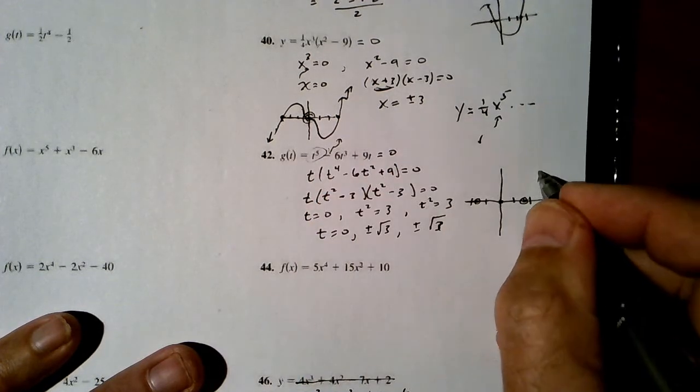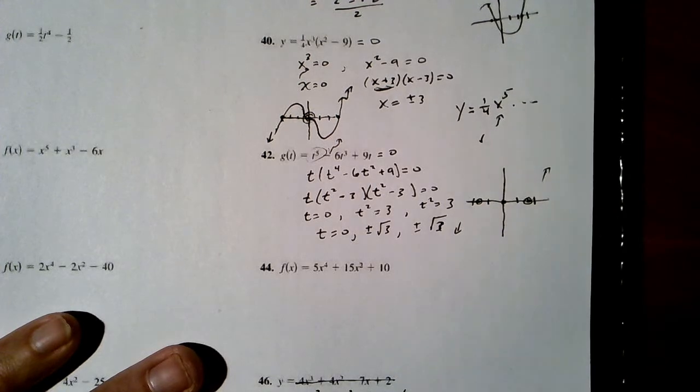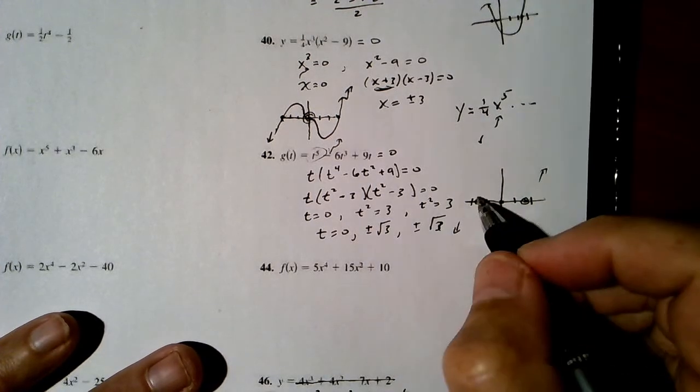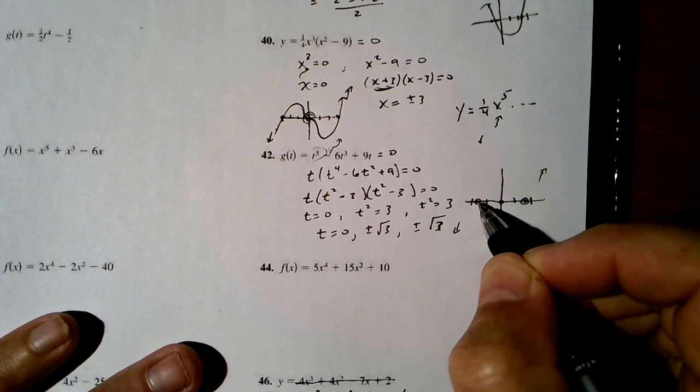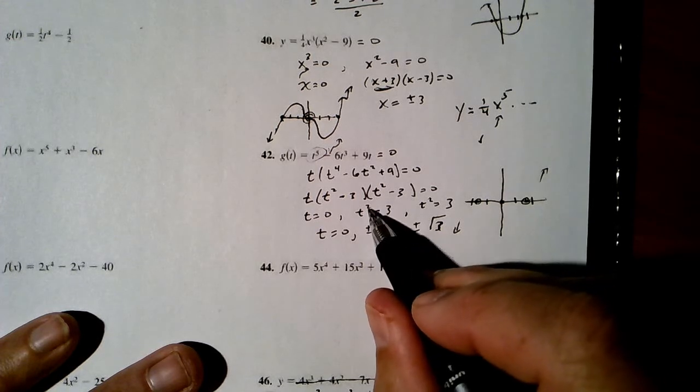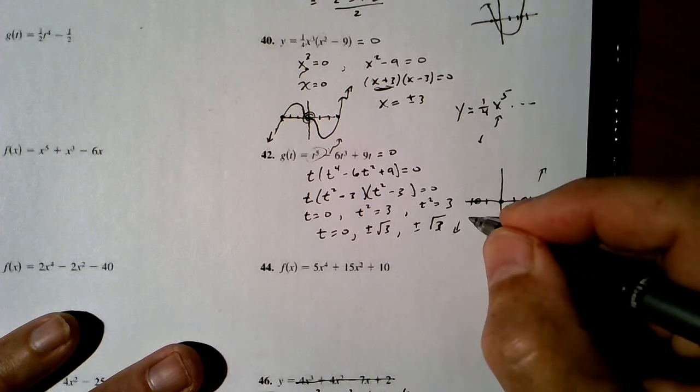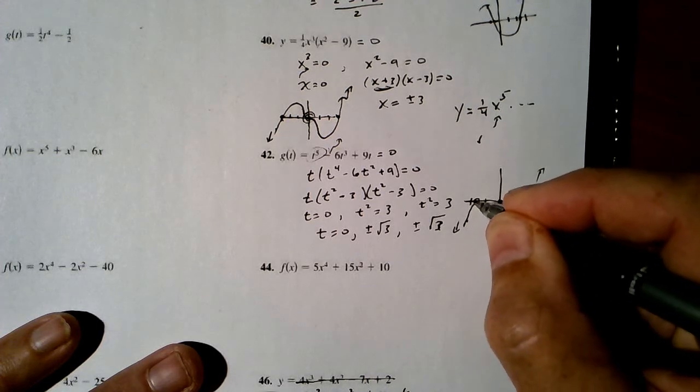It wants to go up this way, down that way. Watch this. Here's a double 0 right here. Double zeros are from like x squareds or t squareds. They want to look like parabolas for that instant. So this graph's going to come up, touch, and go down.